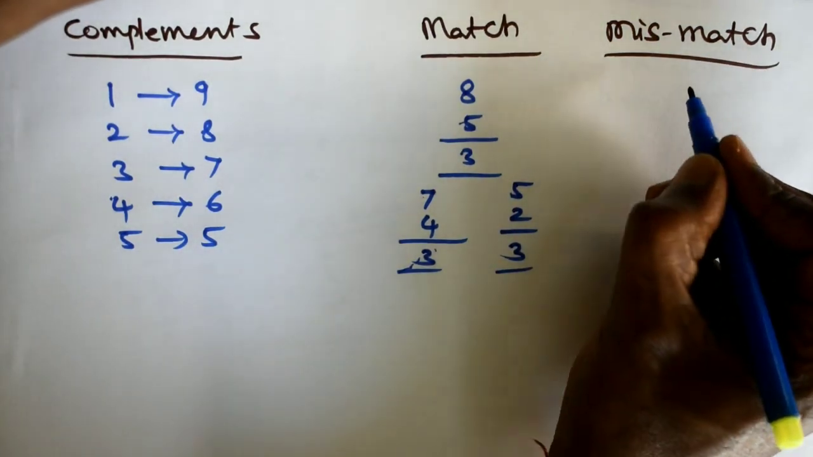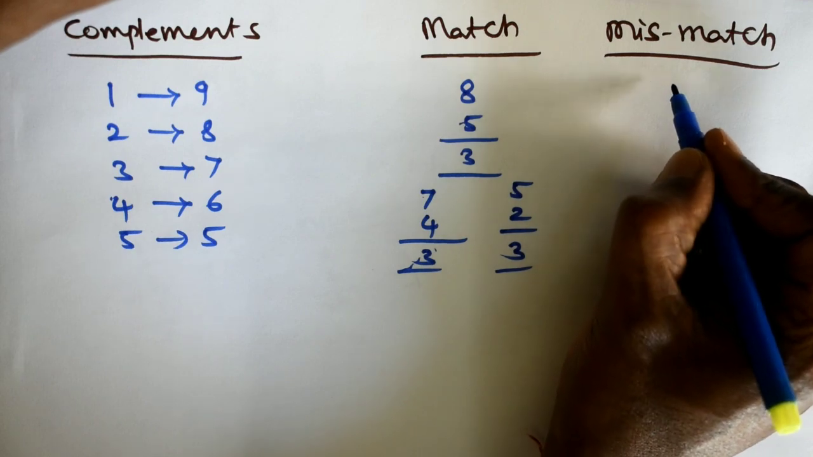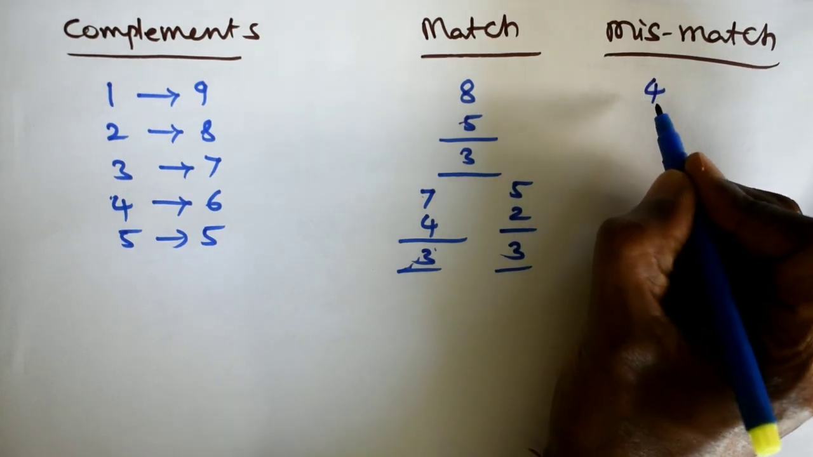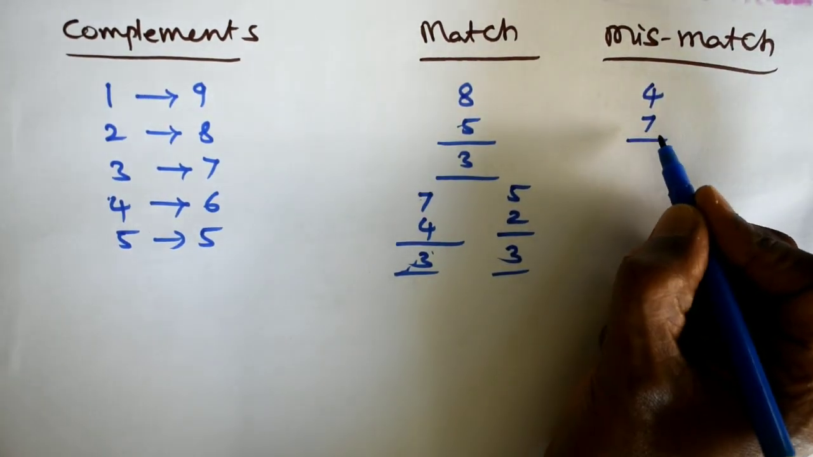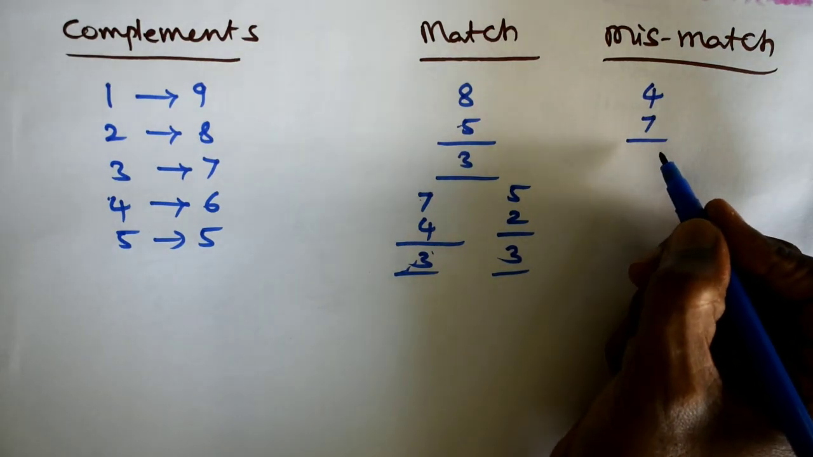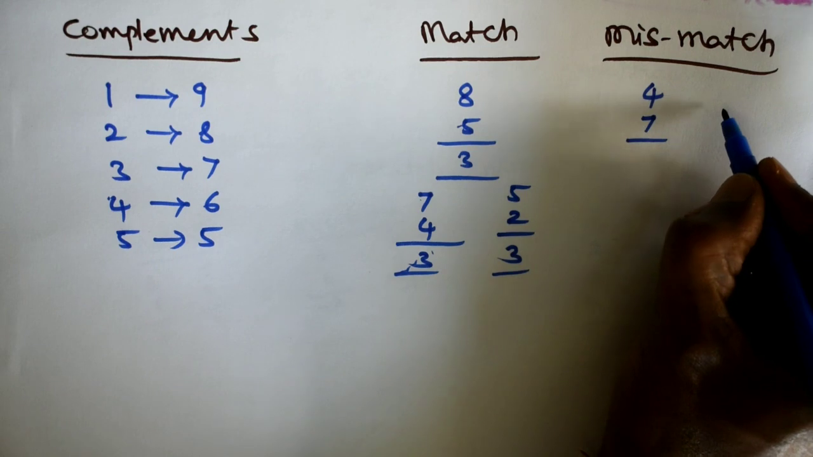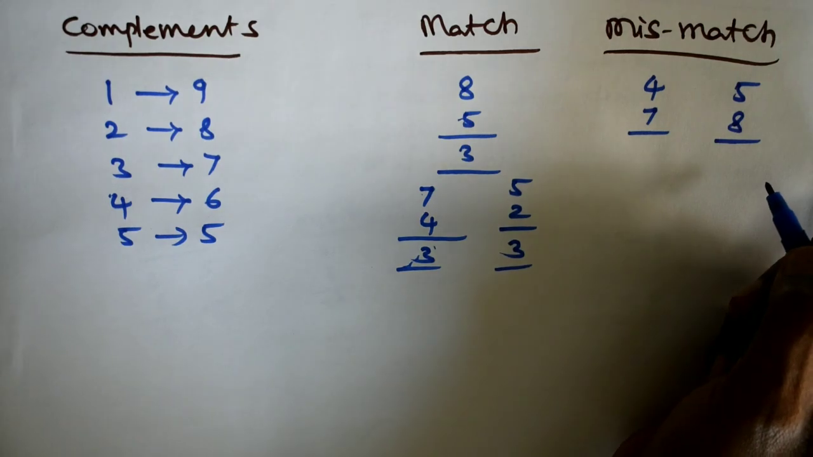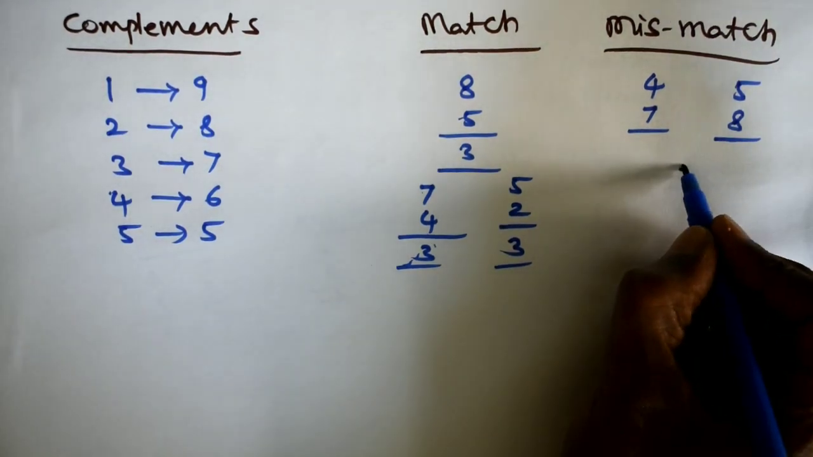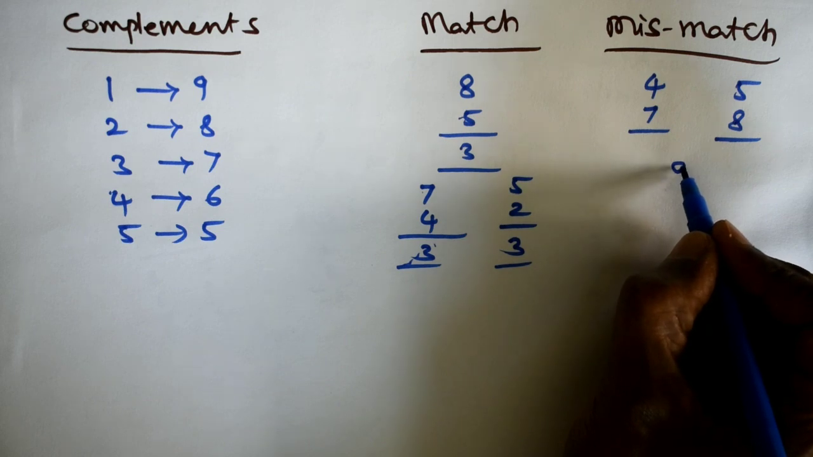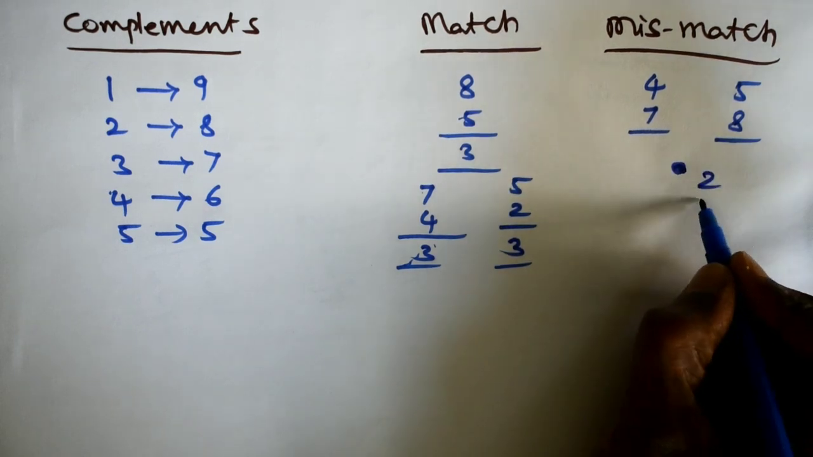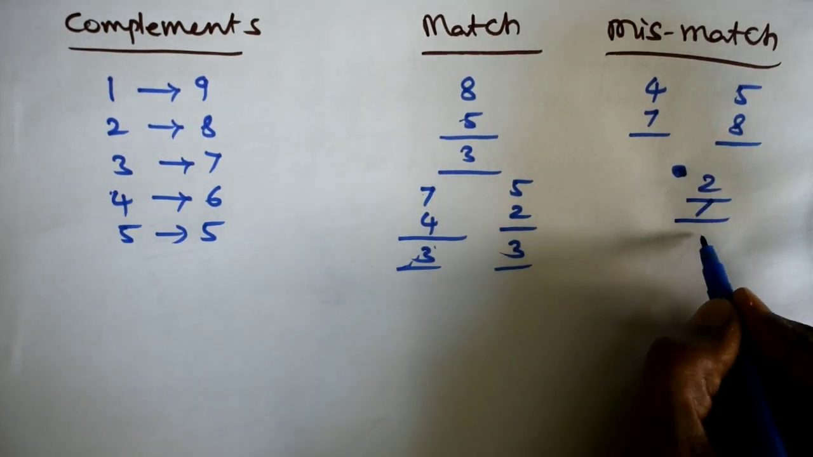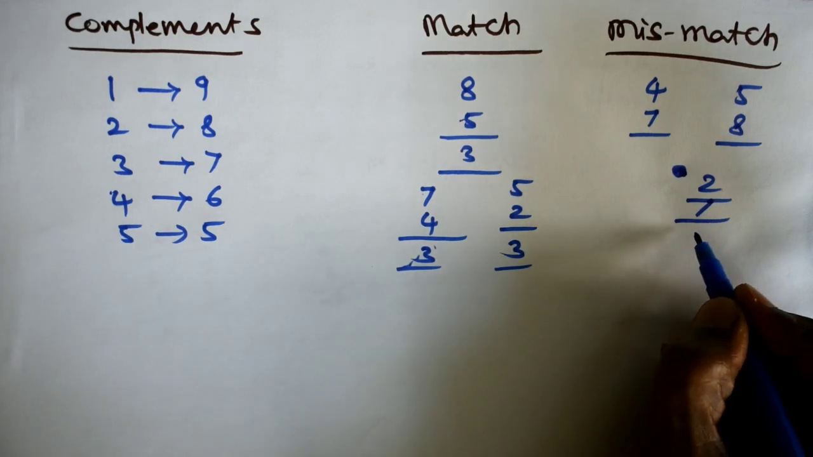And when it comes to mismatch, if the subtraction is not possible, in cases like 4 minus 7, where subtraction is not possible, that means it will go to a negative number. Such cases are considered a mismatch. Another example, 5 minus 8, here also the subtraction will come as a negative. Or, if we take 2 minus 7, again here also we will end up with negative 5. So that comes under the mismatch case.